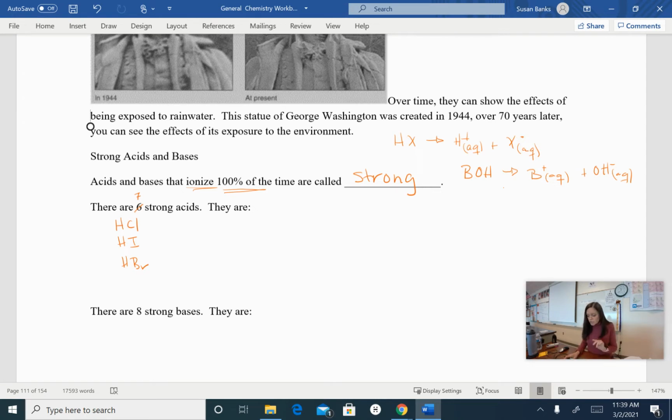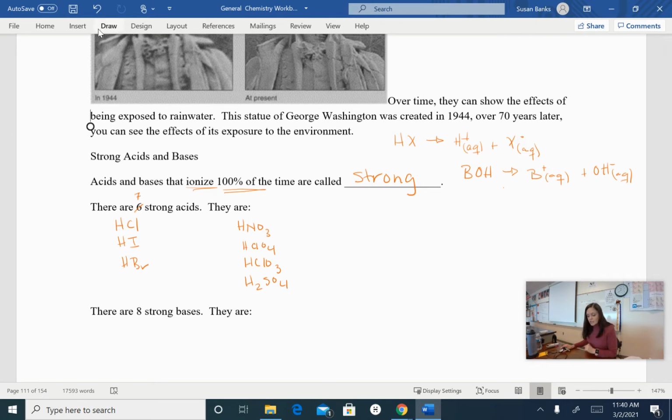Now there are 4 ternary ones that actually have the ate or the ite that go to ic or ous. So we have HNO3, nitric acid. We have HClO4. This is perchloric acid. We have HClO3. This is chloric acid. And then we have H2SO4, which is sulfuric acid. All of these are strong. Those hydrogens will dissociate 100% of the time and create hydrogen ions and then the negative ions in solution.